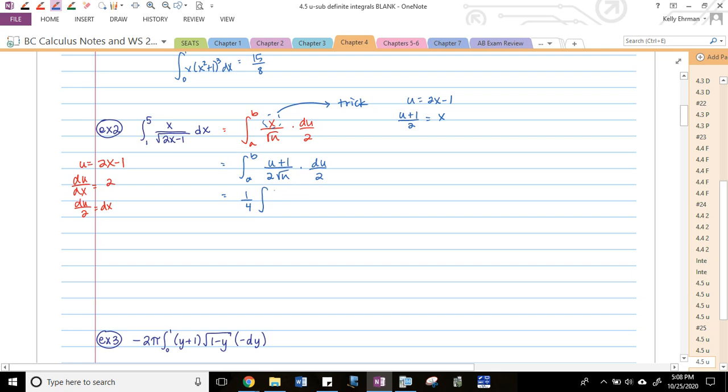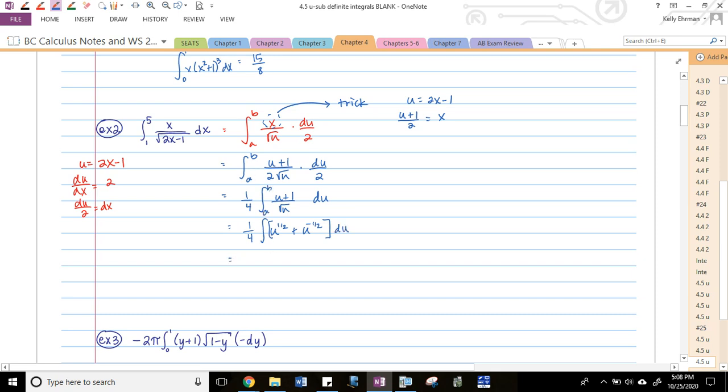And then instead of leaving it as u plus 1 over square root of u, sorry, I don't really mean to put a times or equals there, we need to divide that out, right? Because it's divided by a monomial. So you've got 1/4 times the integral of u to the first divided by u to the 1/2 is u to the 1/2, plus 1 divided by u to the 1/2 is u to the negative 1/2 du.